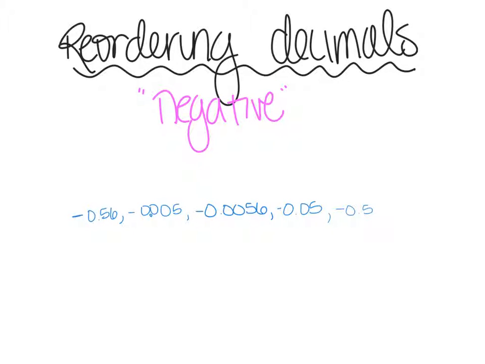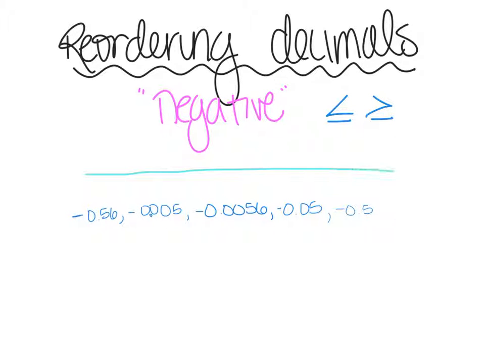Alright, so let's think about it. Reordering decimals using inequalities. Inequalities, remember, are the less than sign or greater than sign, or less than or equal to, or greater than or equal to. So when we are reordering numbers, and specifically decimals that are negative, we kind of want to think of a number line.